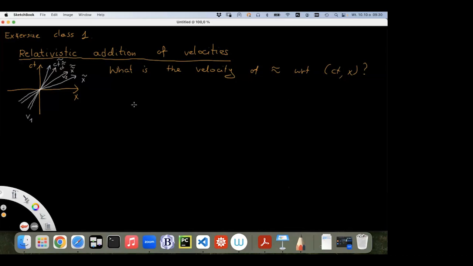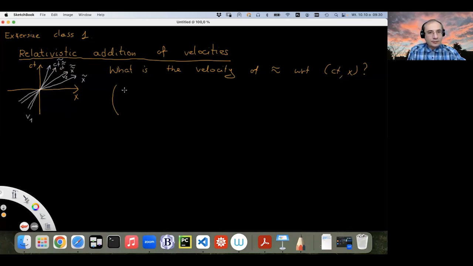First, we can write the transformations and then differentiate with respect to time to get the respective velocities. Yes, I like this idea. Let's write the Lorentz transforms between these frames. So we've got the orange frame, the blue frame, and the white frame. Now we will be expressing the blue frame in terms of the orange frame. So that's the transformation.